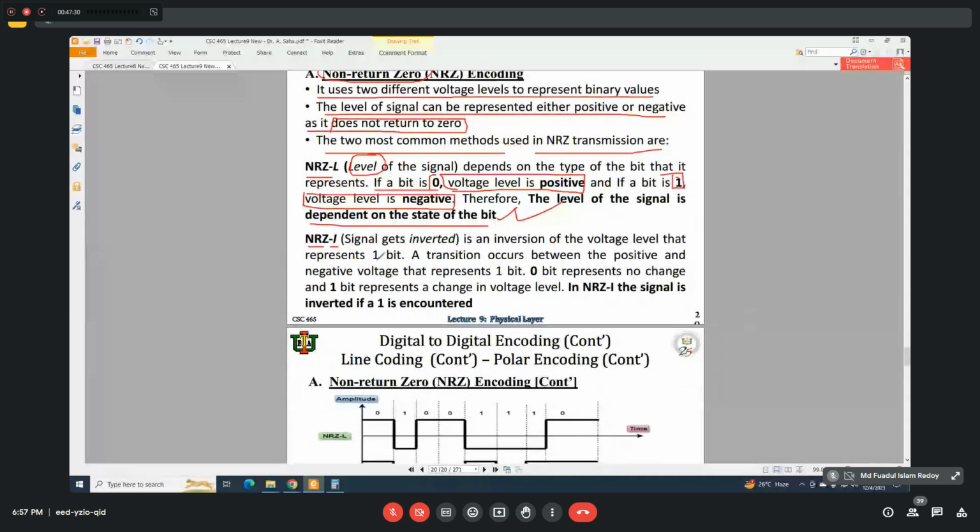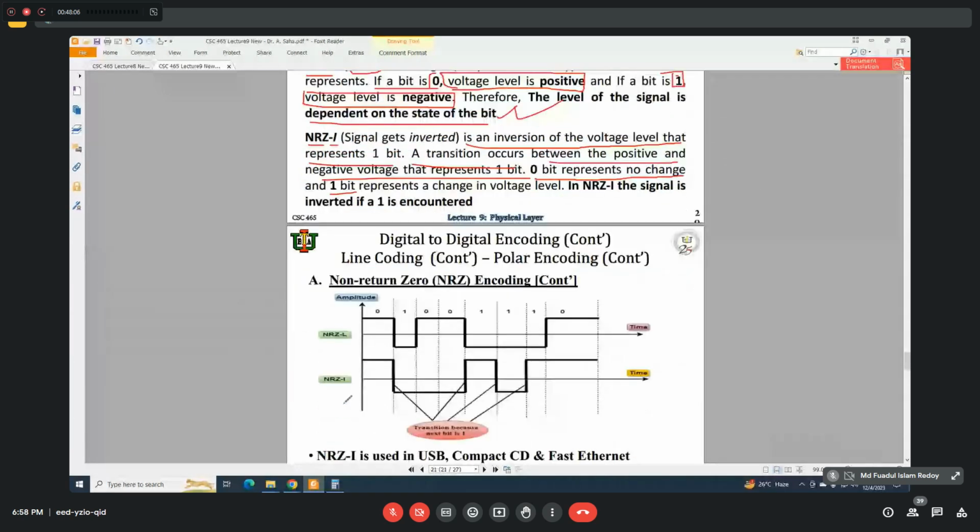So NRZI, that is, the signal gets inverted. NRZI is an inversion of the voltage level that represents one bit. So a transition between the positive and negative voltage represents one bit. A zero bit represents no change. If you find zeros after zeros, the voltage level is not going to change. But if you get a one, then the voltage level is going to change. I mean, the first one you get, if it is positive, then the next time you get a one, it is going to be negative. Again, the next time you get a one, it is going to be positive, something like that. It is going to be clear with these example figures.